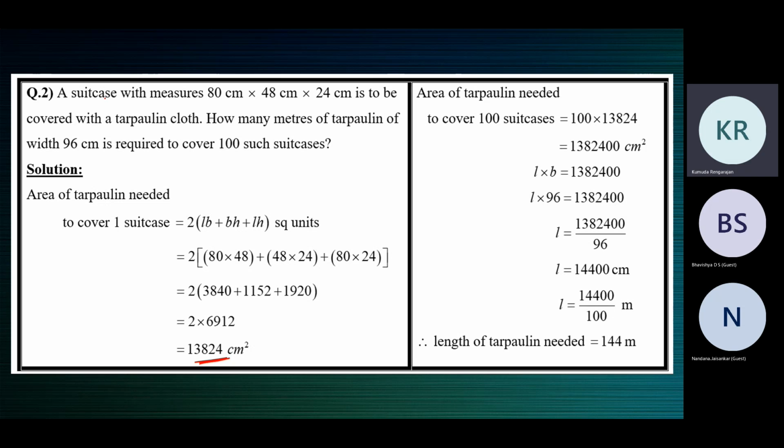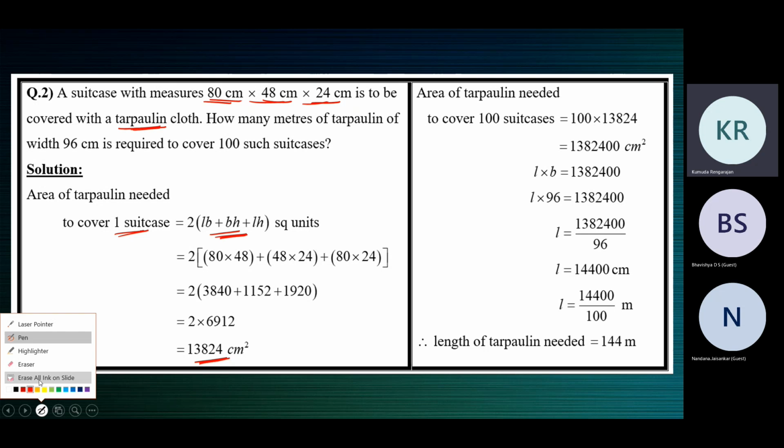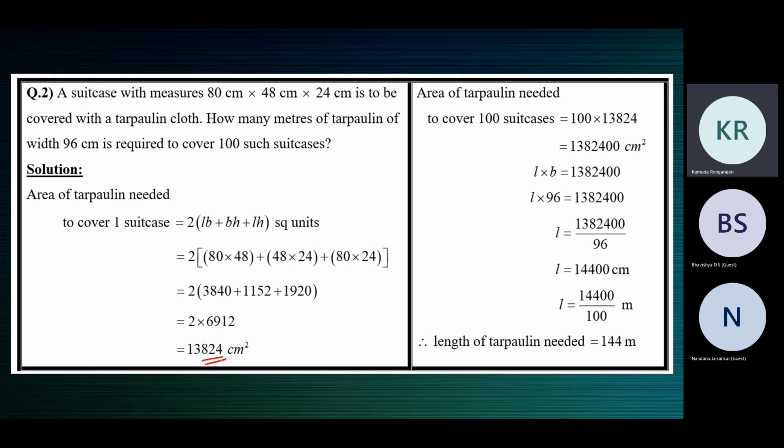How do you know it's a cuboidal suitcase? Because the length, breadth, and height is given. So it is a cuboidal suitcase, and it has to be covered all over with tarpaulin cloth. So the area of tarpaulin needed to cover one suitcase will be the total surface area, 2 of LB plus BH plus LH. So this is the TSA of one suitcase.